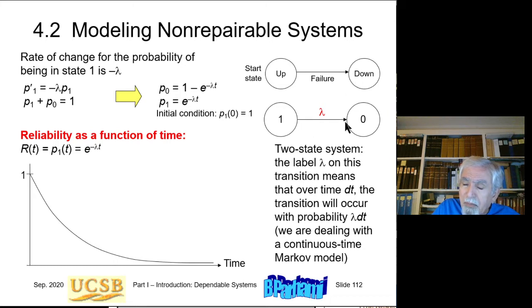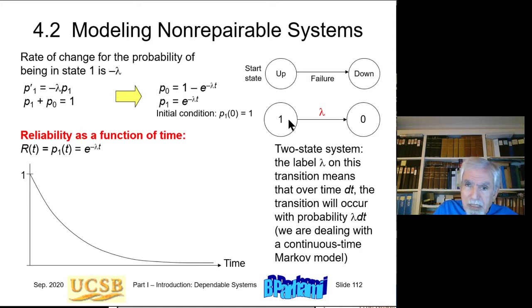So at the rate lambda, the system goes from the up state to the down state. Notice there's no transition out of this 0 state. Such a state is sometimes called an absorbing state. An absorbing state is a state where the system goes into it, and there's no way to come out. Okay? So for such a non-repairable system, if you operate the system long enough, the system will end up here.